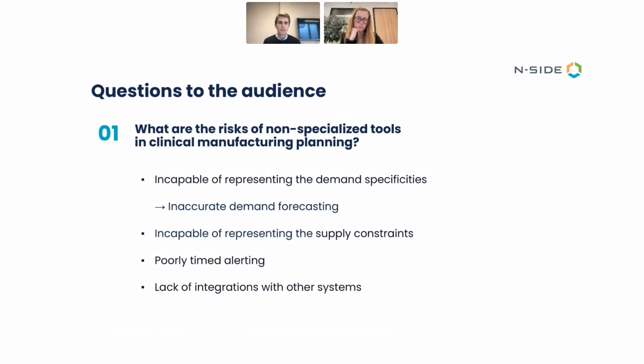I'll leave you a couple of seconds here to respond. I see that there are a couple of answers coming in. Most people go to the first one, the incapacity to represent demand specificities, which is definitely one of the points. And I would say actually that the second most important one is the incapacity to represent the supply constraints, because it's one thing to be able to model your trial demand. It's another to put constraints in terms of your stability plan, accurately represent your bill of material, the evolving kits that you will be using over time, the facilities that you will use, etc. Of course, poorly timed alerting is important as well.